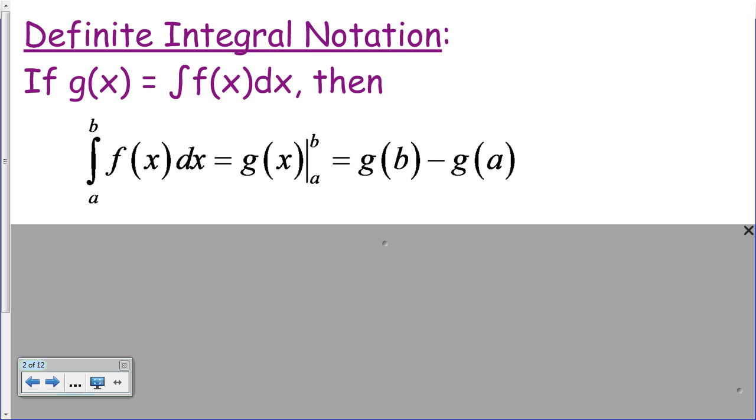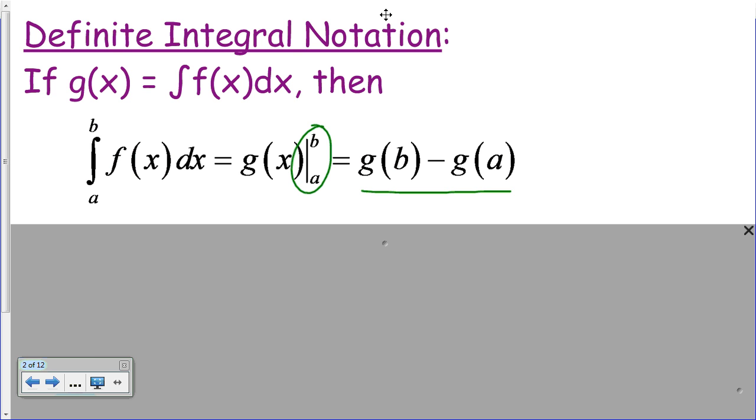I don't need to say g of x equals anything, just simply write down the antiderivative. And then we're going to use this little vertical bar here with the a and the b on there to indicate that I need to take g of x and evaluate it at b, evaluate it at a, and take the difference. That's what that vertical bar with those two numbers on it means. Take and evaluate that function at 2 points and take the difference between them. And so you can see that's how we end up with g of b minus g of a. That's what that notation means. So that's going to be our shorthand for this definite integral notation.